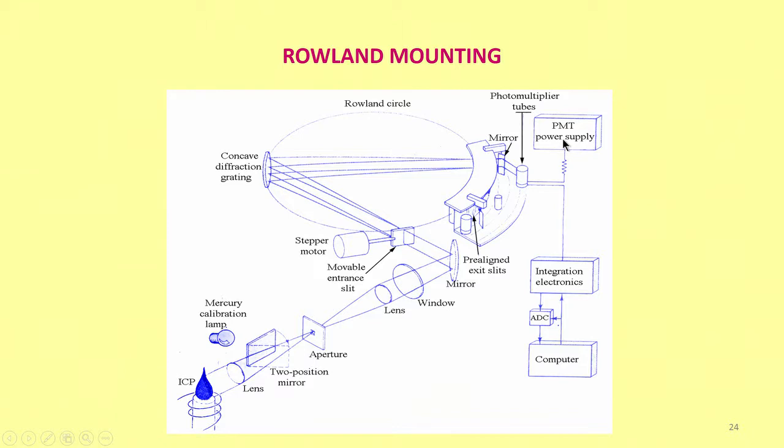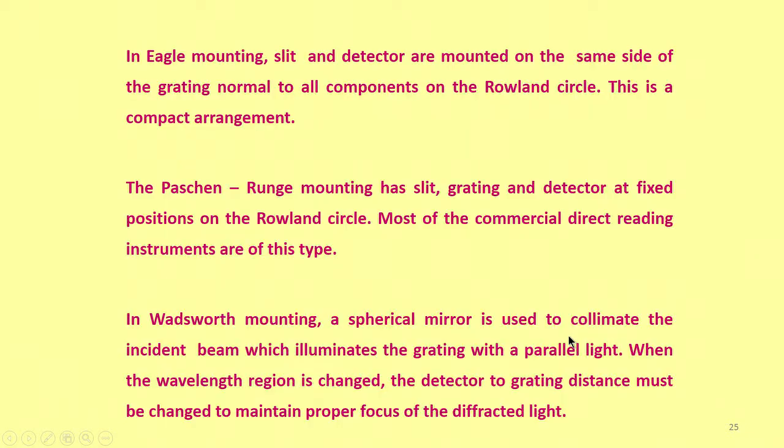Plus of course there will be a power supply for the photomultiplier tube, and then integration electronics, an analog to digital converter, and a computer correlating all these movements of the mirrors, lenses, and the power supply and so many other tasks the computer is supposed to do. So, there are other types of mountings. This also I had described to you in the last class, that is known as Eagle mounting.